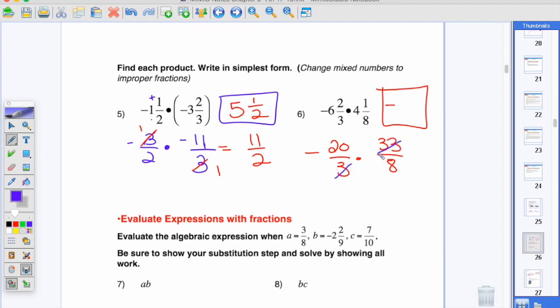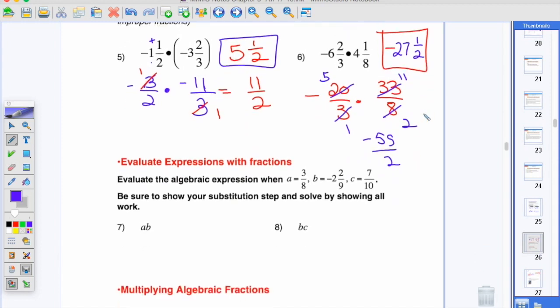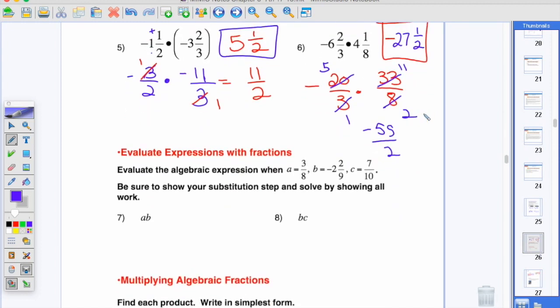Cross cancel, I can take a 3 out from 3 and 33, so I'm left with 11 and 1. And my 20 and 8, I can take a 4 out from both, so I'm left with 5 and 2. Multiply going across, we end up getting negative 55 over 2, which is improper. So when we rename it, 2 goes into 55 27 times, which is 54, with 1 left over. So it's negative 27.5.